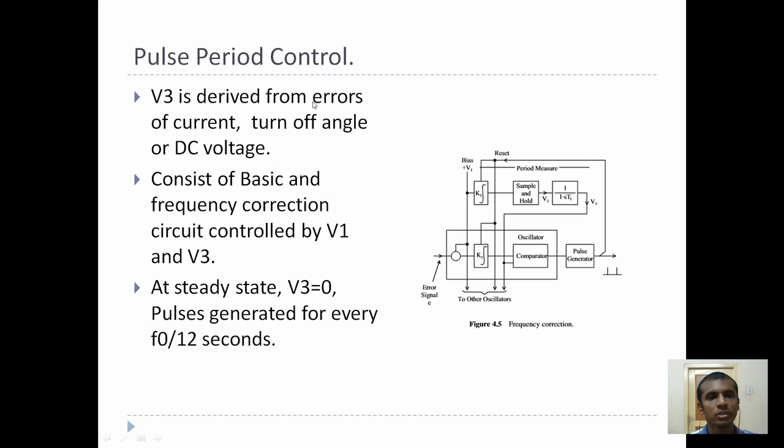So pulse period control. V3 is derived from errors of current, turn off angle or DC voltage. It consists of a bias and frequency correction circuit controlled by V1 and V3. Bias here is V3 plus V1, which is given as the input voltage. At steady state, V3 is equal to 0, which means bias is not applied. A pulse is generated every f0 by 12 seconds, where f0 is the frequency of the supply.